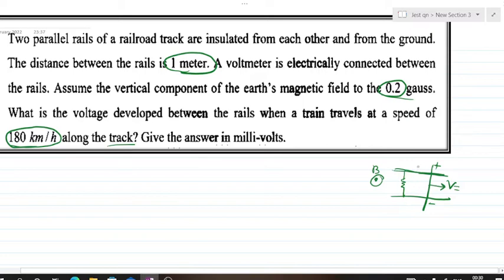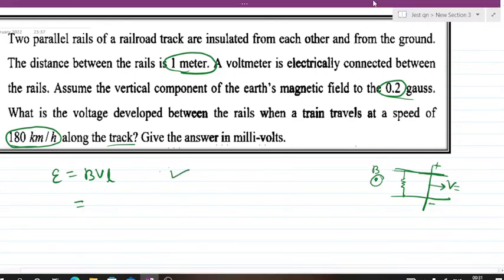According to the motional EMF, as we know, the EMF induced will be B v L, where B is given, v is given, and L is given. So you can find the answer, the motional EMF. Let's go to the next question.